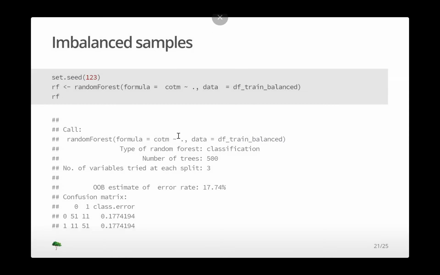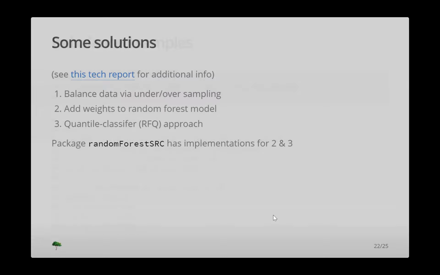As you can see in the output, when you balance your sample, your out-of-bag estimate error rate looks a lot worse than before. But if you look at your confusion matrix, you can see that a majority of your cases are classified correctly as non-cases, and the majority are classified correctly as cases. So this looks a lot better actually when you look at how these were classified.